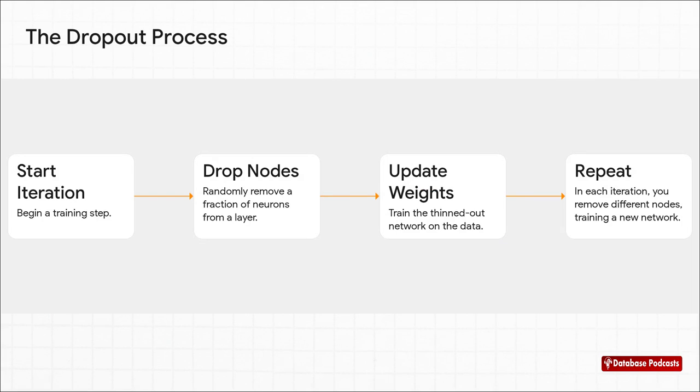Let's walk through it. So for one training step, we pick some neurons at random and just pretend they're not there. We do our forward pass, our backward pass, all with this slimmed down network, and we only update the weights of the neurons that are still active. Then, and this is the cool part, for the very next step, we bring everybody back and drop out a new random set. It's almost like the network is being trained with a different architecture at every single step.